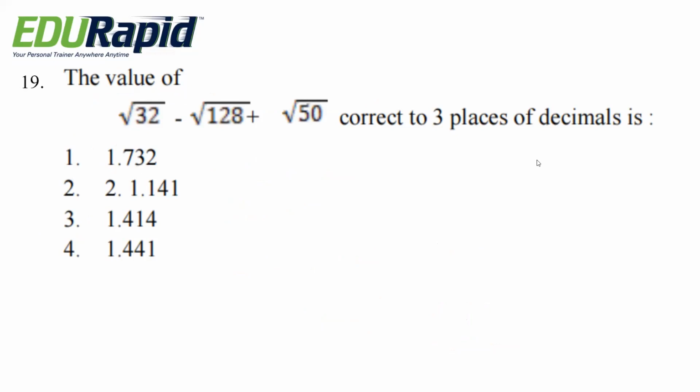Next question. The value of square root of 32 minus square root of 128 plus square root of 50, correct to three places of decimals, is what? Options are 1.732, 2.141, 2.1141, option 3, 1.414, fourth option, 1.441.